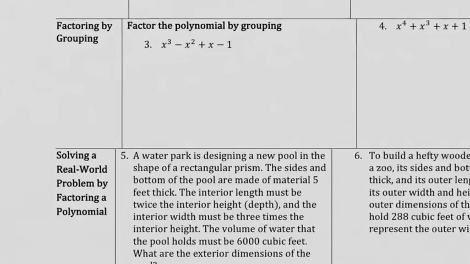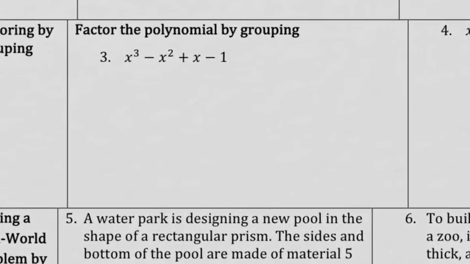So let's start with number 3. So it says x cubed minus x squared plus x minus 1. Factoring by grouping, factor by grouping means exactly what it sounds like. You're going to group your terms together in a specific way. You're going to group them in pairs.